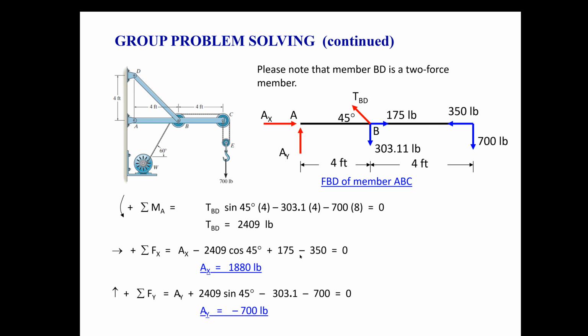Okay. Then we can solve for AY. And same thing. It's like AY up. This is the TBD component. Then it's minus 303.11 pounds going down. And minus 700 going down. So you can solve for AY.